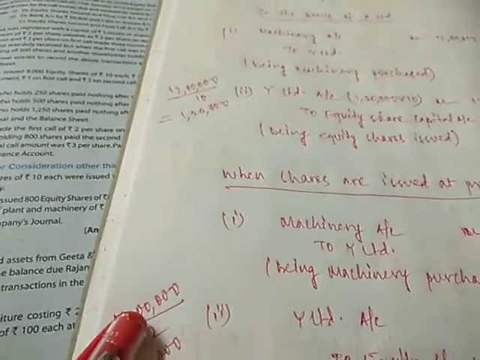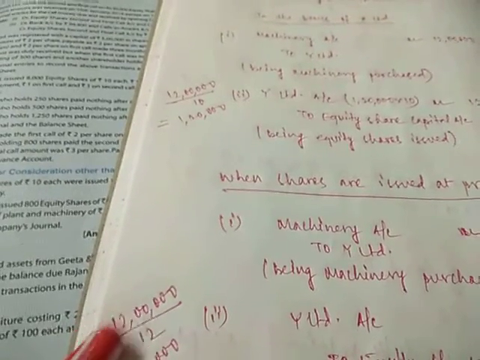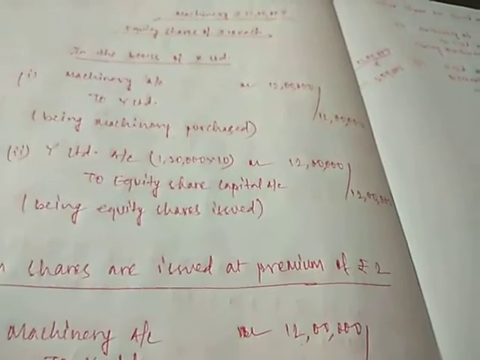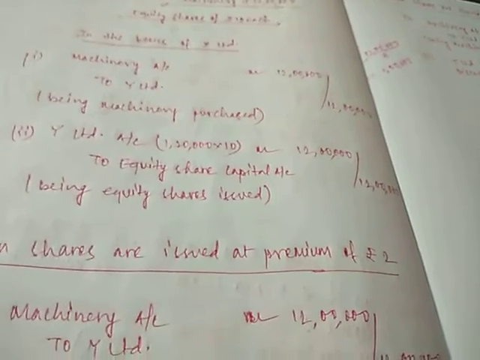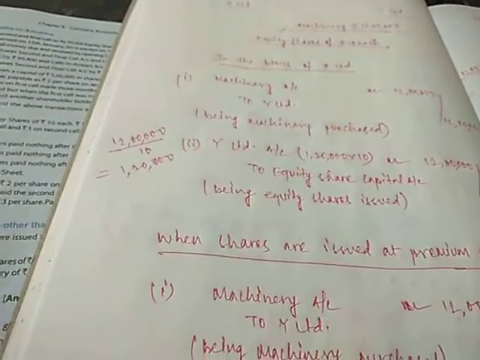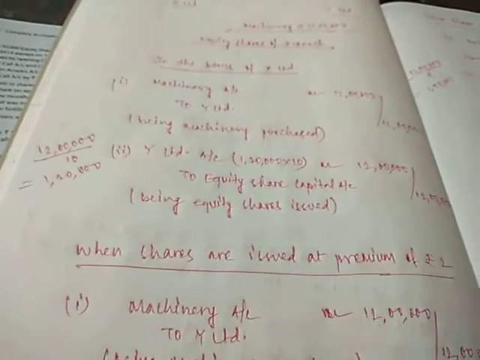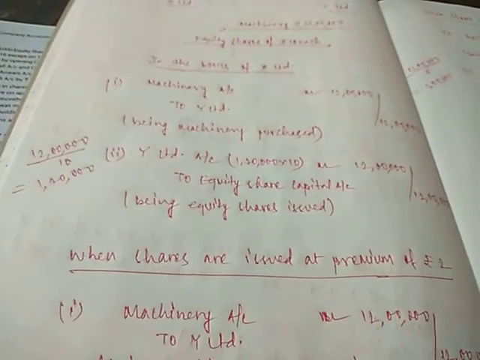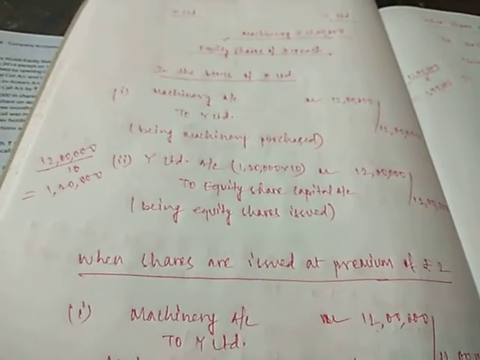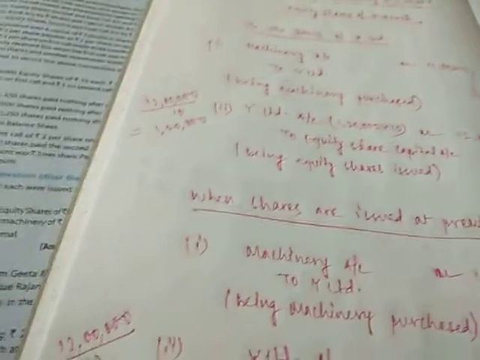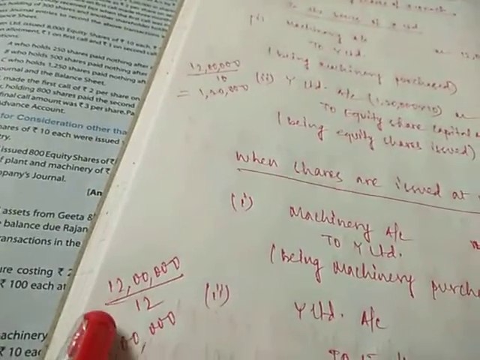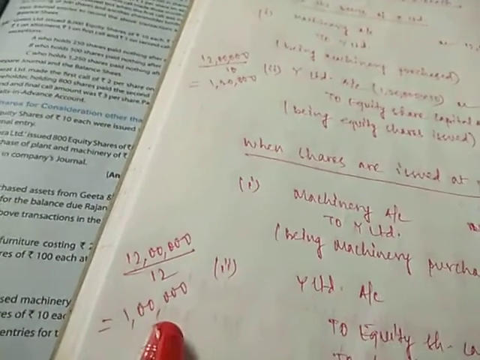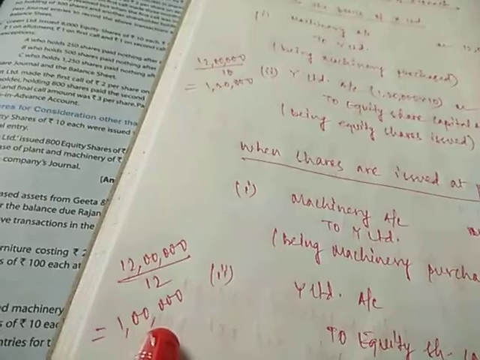12 lakh is the value of the machinery, but now the value of share is rupees 12 because there is a premium of rupees 2. So the face value of share was rupees 10, along with premium it becomes rupees 12 because premium is added to the face value. So shares of rupees 10 will now be issued at rupees 12. So 12 lakh, when you divide it by 12, you get 1 lakh. So we need to issue 1 lakh shares. So the number of shares issued now will be 1 lakh.